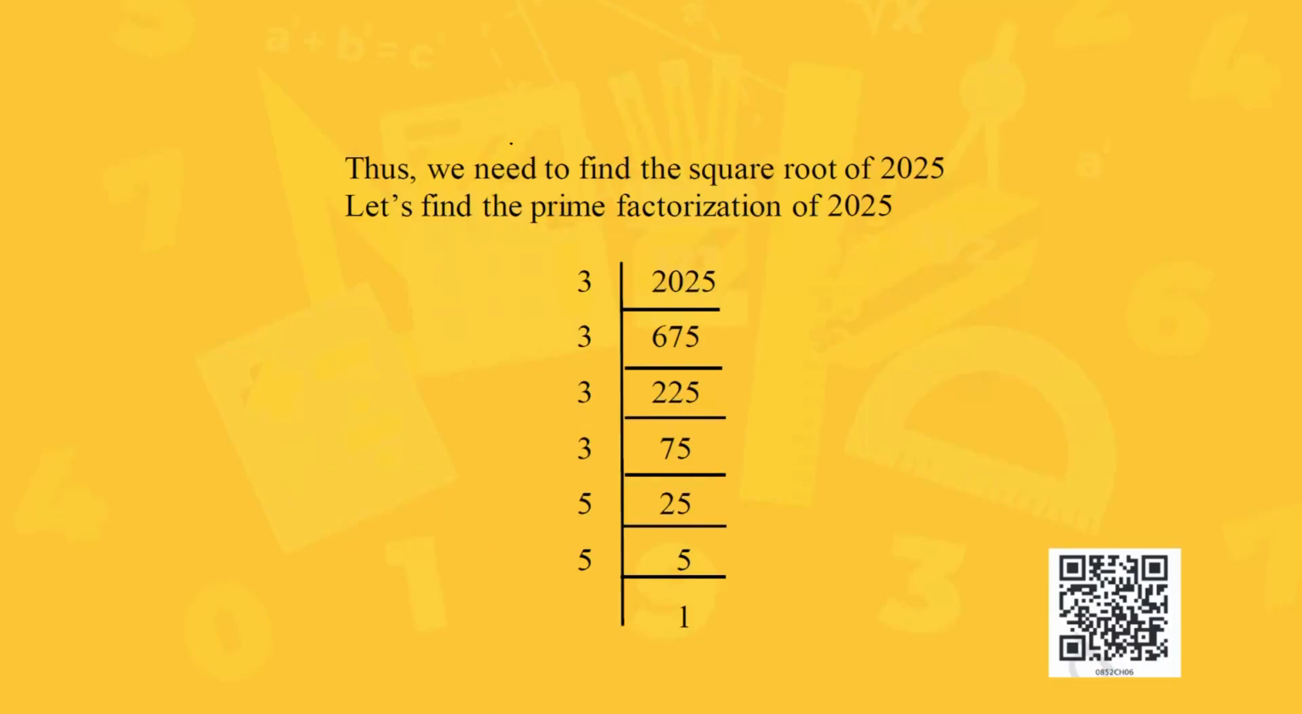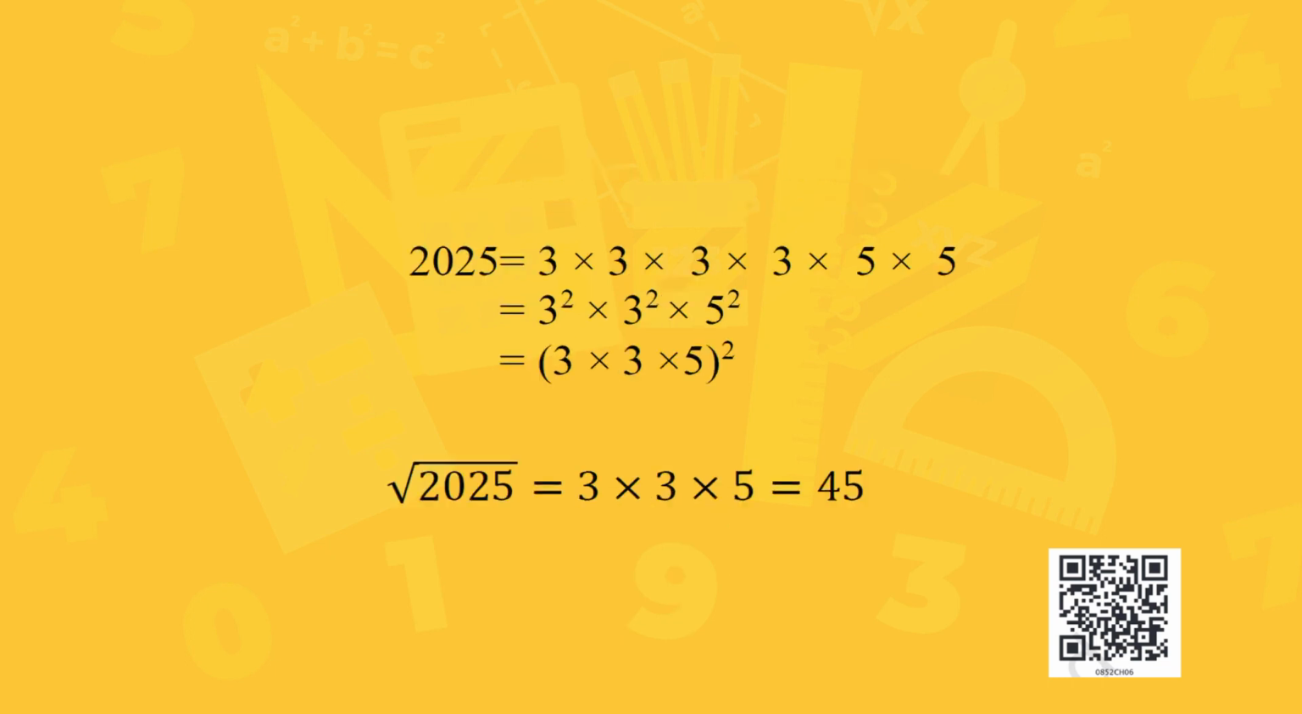Let us do it. So, 3 divides 2025 by 675 times. 3 also divides 675 by 225 times. 3 divides 225 by 75 times and 3 also divides 75 by 25 times. So, now 5 divides 25 by 5 times and finally 5 divides 5 by 1 time. So, therefore, we have got 2025 is equal to 3 multiplied with 3 multiplied with 3 multiplied with 3 and finally multiplied with 5 multiplied with 5.